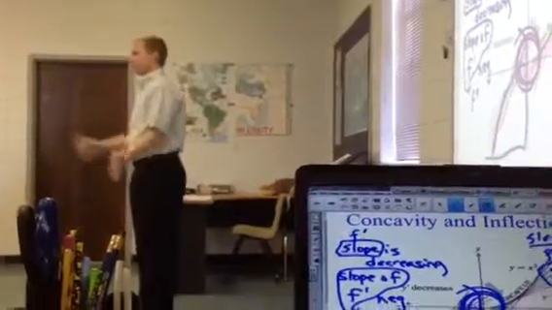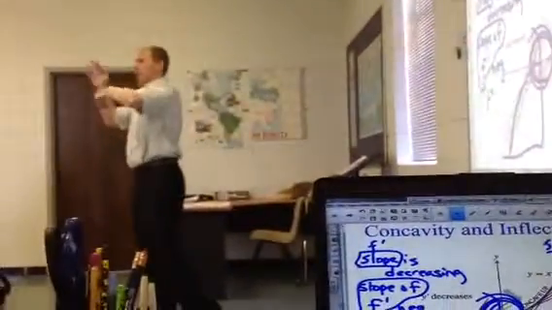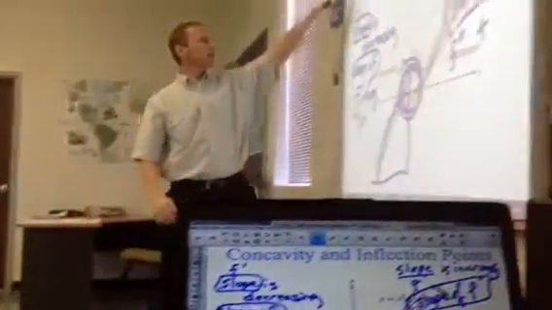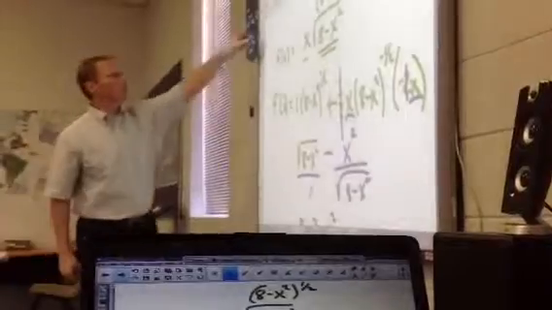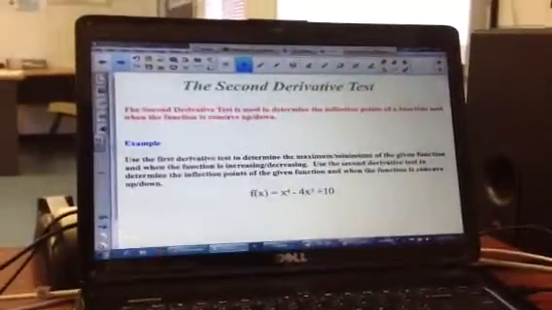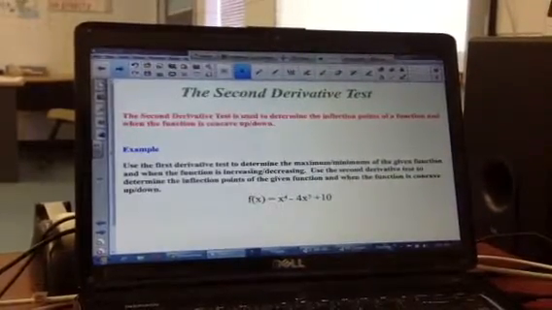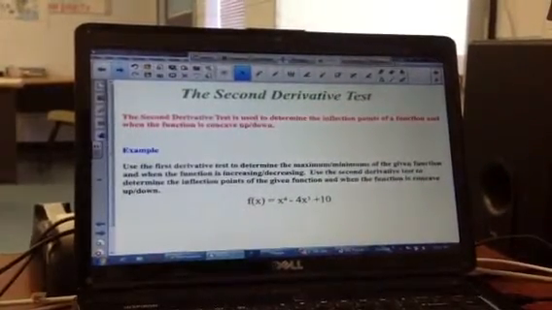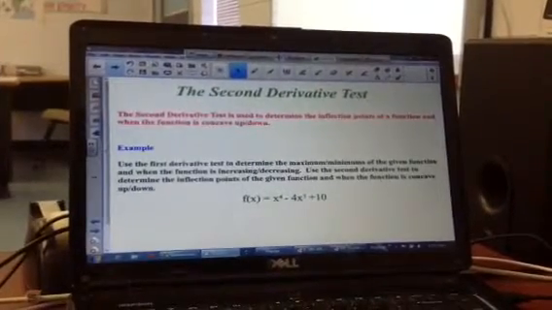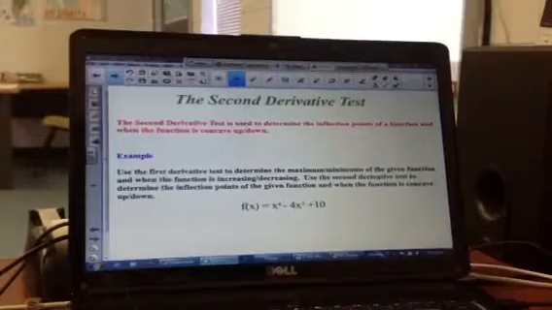That's very conceptual. But our job today is simply to find those points and tell where a graph is concave up and concave down. And that is actually fairly easy. So let's go through an entire example using what's called the second derivative test. Last week we learned the first derivative test. The first derivative test was for telling whether we have critical points and whether those are maximums, minimums, or neither. Well, now we're going to learn the second derivative test.